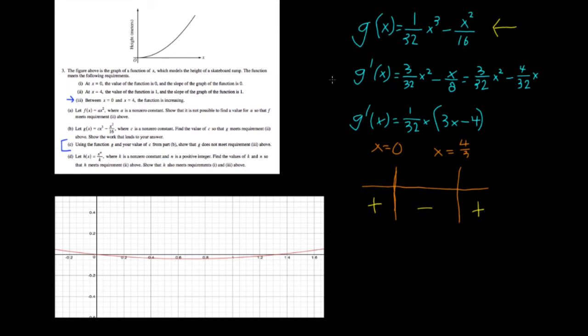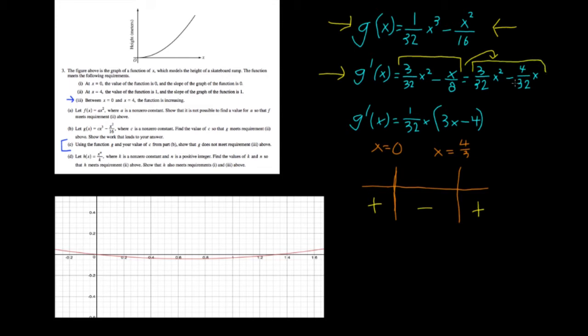And since we want to figure out whether it is increasing or decreasing between these 2 points, we need to take the derivative of g of x in order to figure out the slope. So g prime of x is equal to 3 over 32 x squared minus x over 8. And this is the same thing from part B. So if you want to see how you get this derivative, you can just refer back to that.